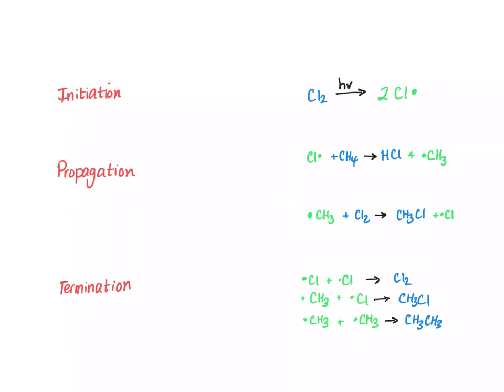So removing the table lines, these are the equations for initiation, the two equations for propagation, 1, 2, and the three equations for termination, 1, 2, 3.